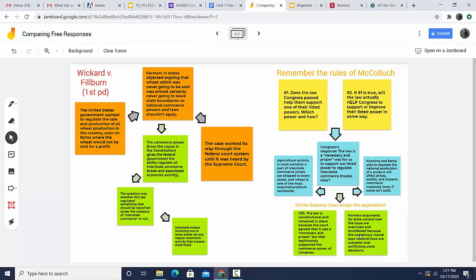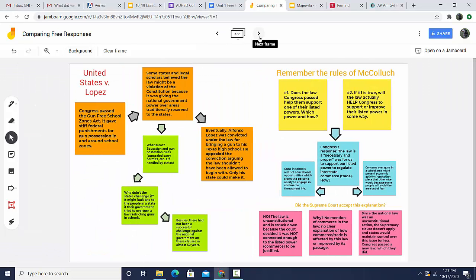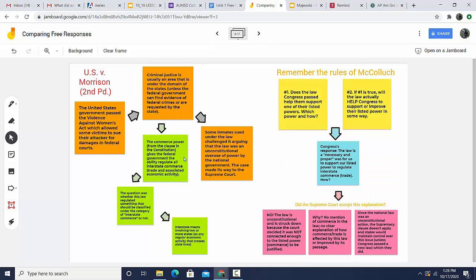So your answer ought to have mentioned the fact that the decisions were complete opposites of one another and explained how or why they were opposite of one another, related to the commerce part of this, related to the necessary and proper part of this, or related to the supremacy part of this. All right, hope that's helpful. Good luck.